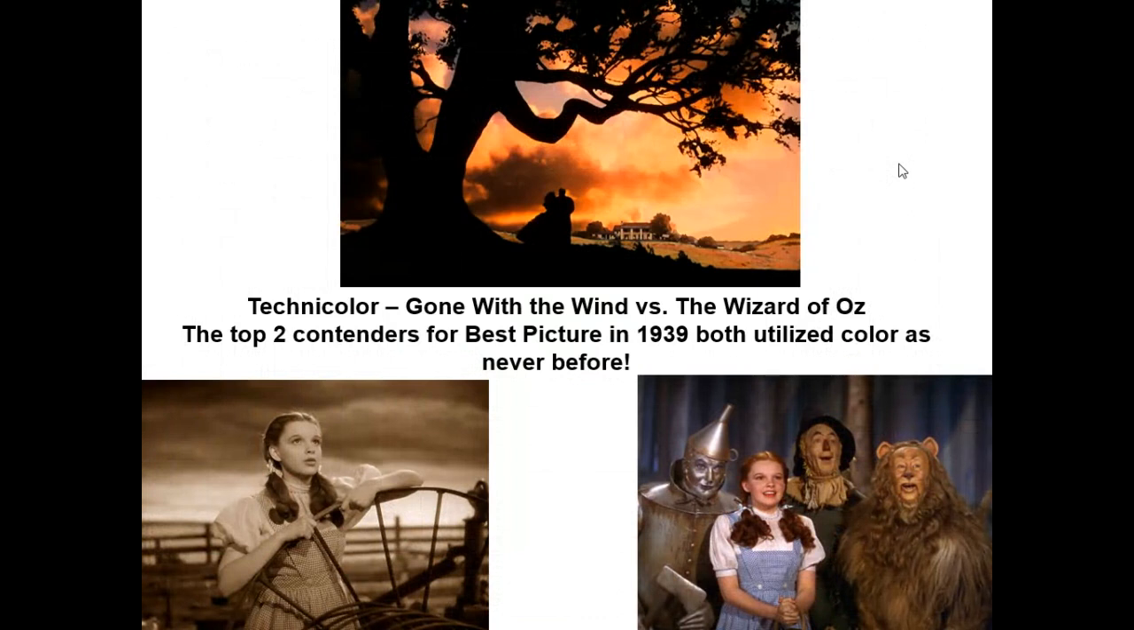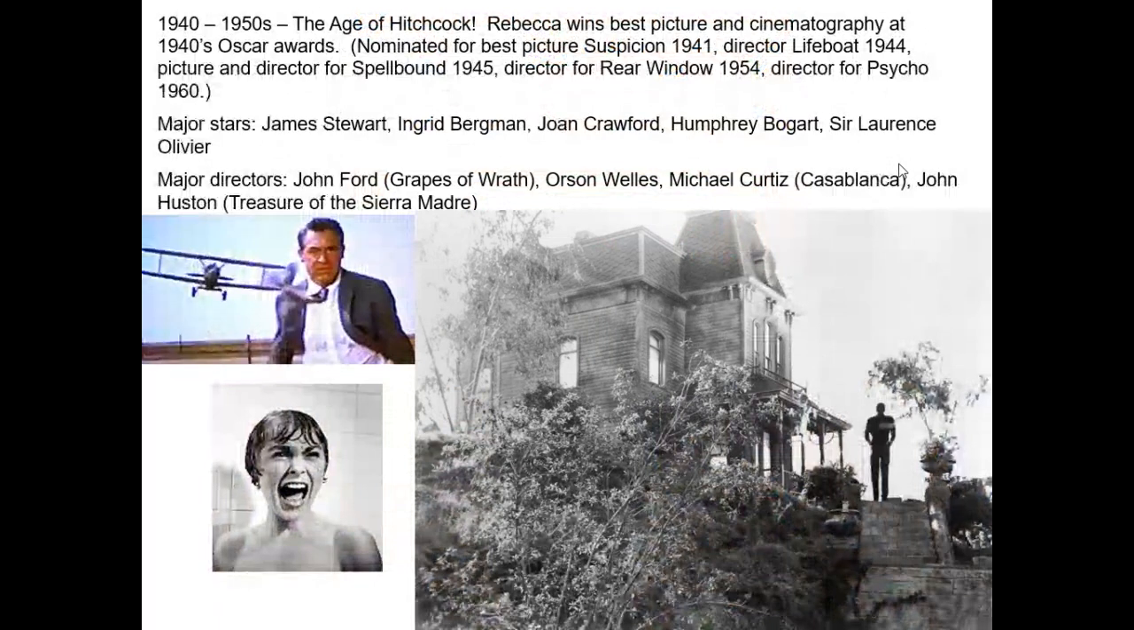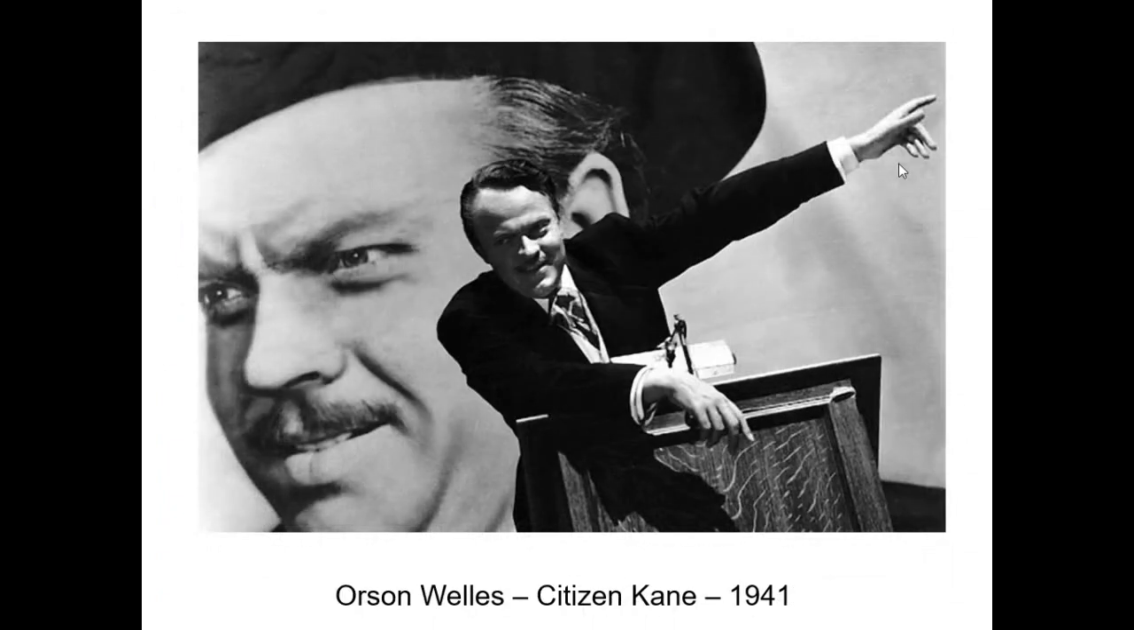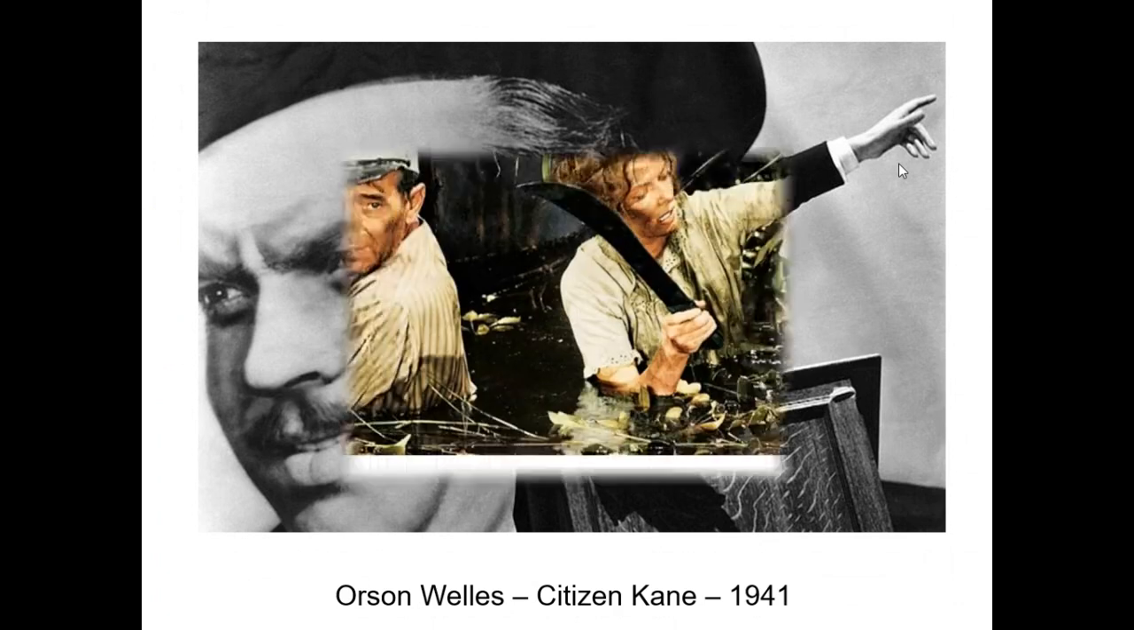We then move in the 30s with the rise of Technicolor, and the two films that we most associate with the use of that new technology of color would be Gone with the Wind and The Wizard of Oz, both of which were nominated for Best Picture in 1939. From the 40s through the 50s, some of the major directors include Alfred Hitchcock, John Ford, Orson Welles. You certainly may recognize Alfred Hitchcock's style of the thriller in films like Rebecca and later Psycho, or Orson Welles' dramatic style of Citizen Kane.